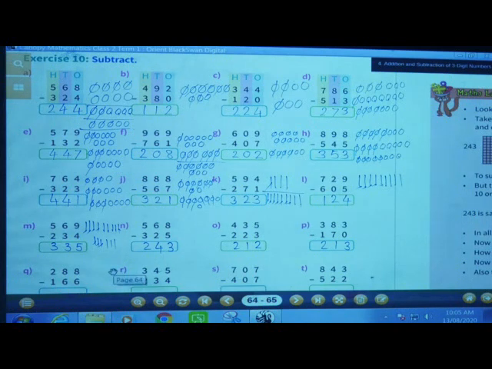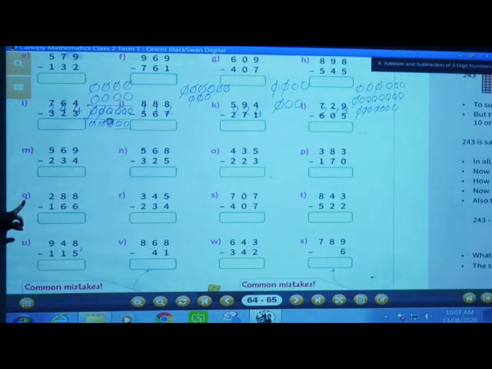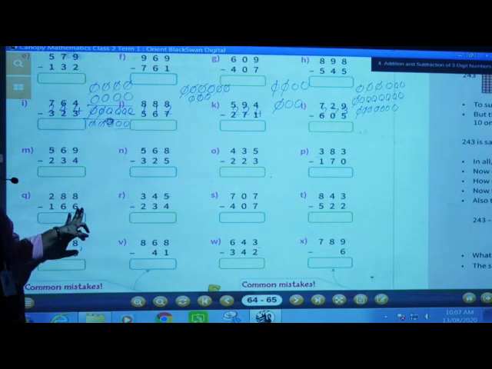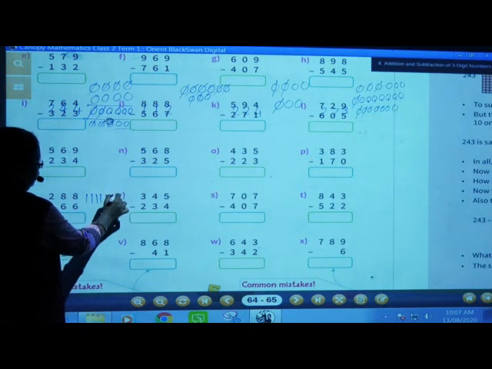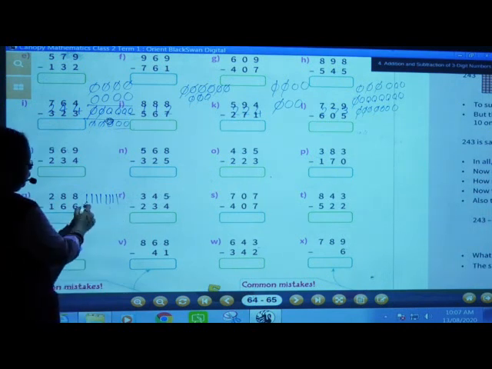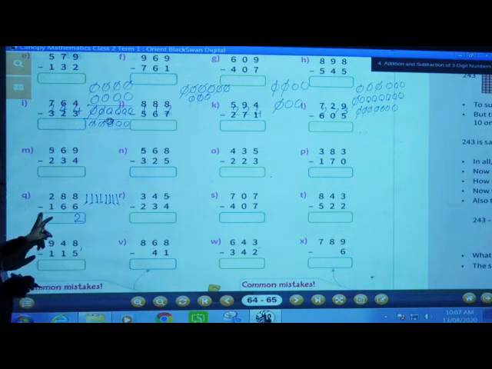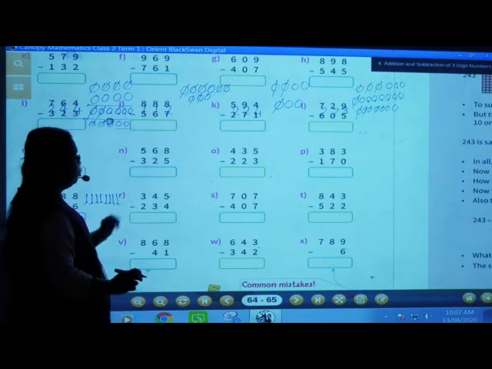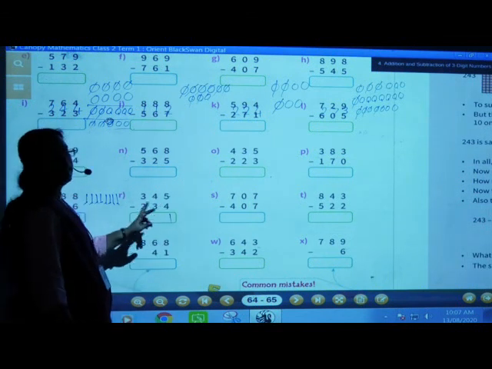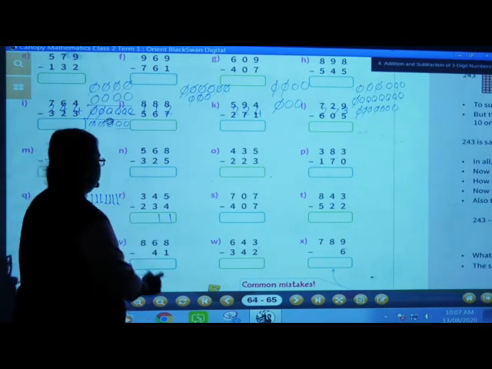I will go for the next one. 8 minus 6. Now 1, 2, 3, 4, 5, 6, 7, 8. 8 minus 6. 1, 2, 3, 4, 5, 6. 1, 2 remain. Then here also the same. 8 minus 6, 2. Then 2 minus 1, 1. Then 5 minus 4, 1. 4 minus 3, 1. 3 minus 2, 1.